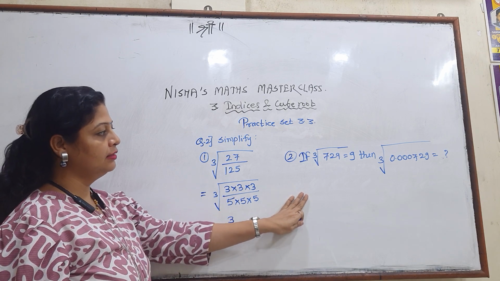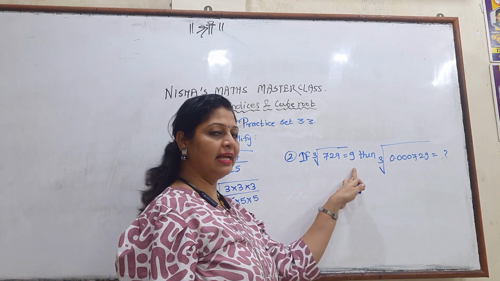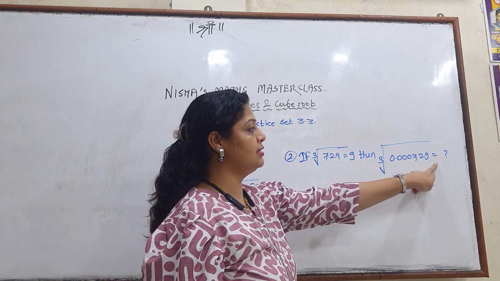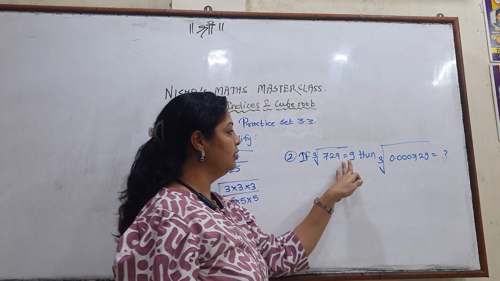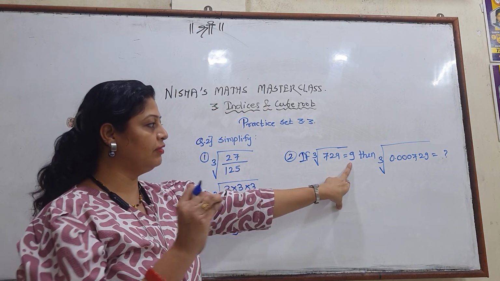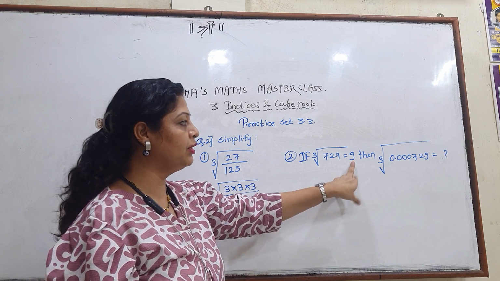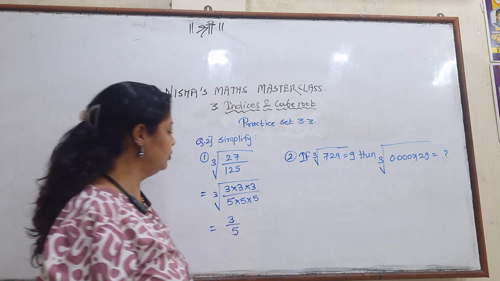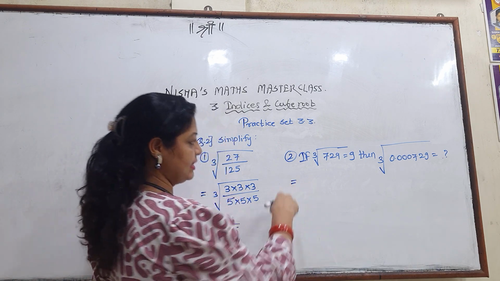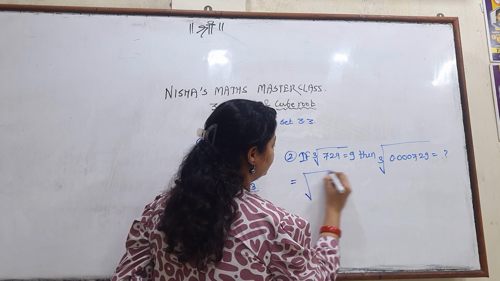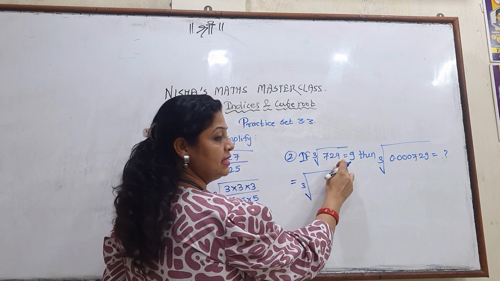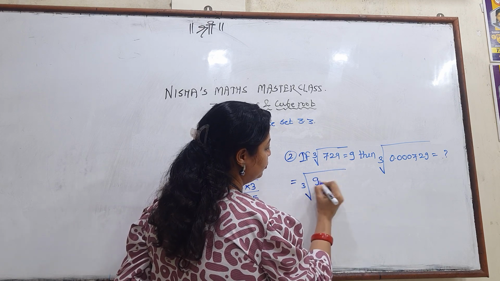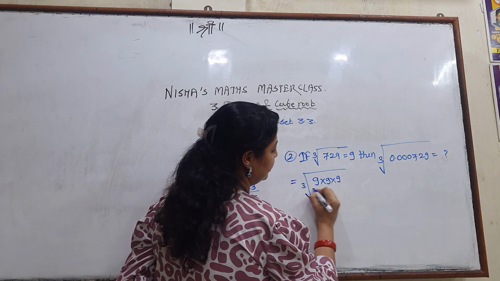Now moving to the next: if cube root of 729 is 9, then cube root of 0.000729 is equal to question mark. So same children, the answer is nearby 9, because the cube root of 729 they have given as 9, and 729 is here, but some zeros are there, so that's why we have to find out. Everyone pay attention, we have to write down the equal sign. Now we use this cube root here. Now 729 is the cube of 9, so we have to multiply 9 into 9 into 9 like this.